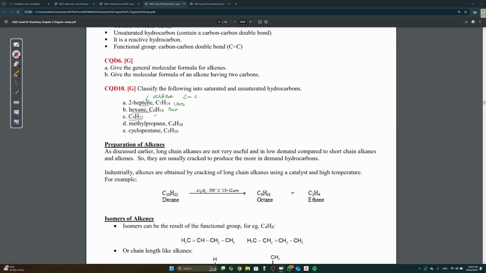C5H12. They didn't give you the name. What formula is it? Is 12 double of 5? No. So is it an alkene? No. So what is it? It's saturated. It's an alkane, by the way, because CnH2n plus 2. If you do double of 5, it's 10 plus 2, 12. Saturated, because it's not an alkene. Propane, saturated. It's an alkane, so there's no carbon double bond. Cyclopentane, again, it's an alkane, so it's saturated, so no double bond.